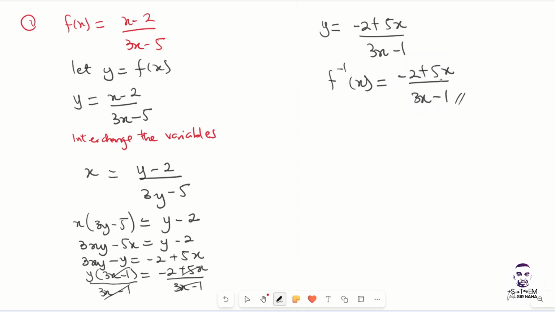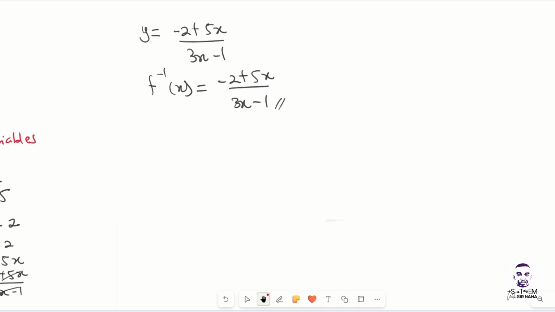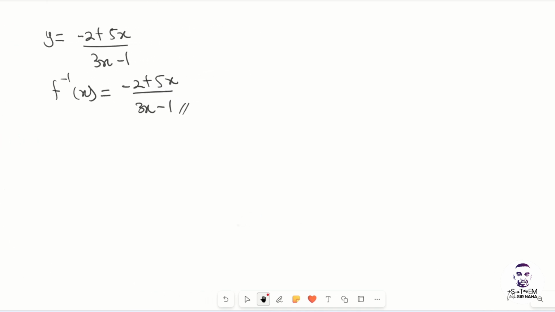So our inverse must be expressed in terms of x, right? Remember that you have to express your inverse in terms of x. Now let's look at how we can find the second question.